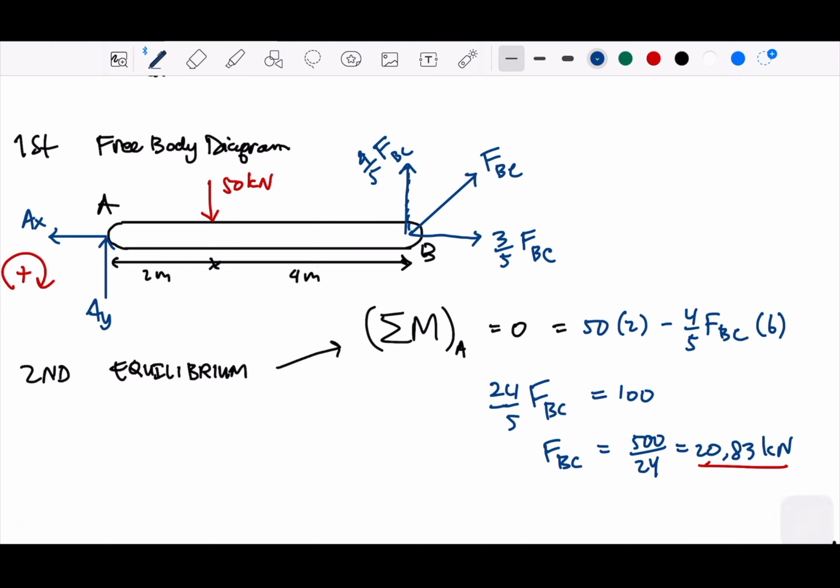And then we get the FBC. So we have all these components. We know the force. And then we take the sigma force equals 0 for x and y. And we can calculate these two, the AX and AY. So we take the sigma F equals 0. So AX is equal to 3/5 FBC. FBC is 20.83. This will equal to 12.5 kilonewton.